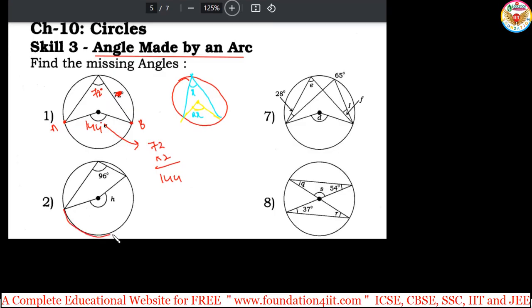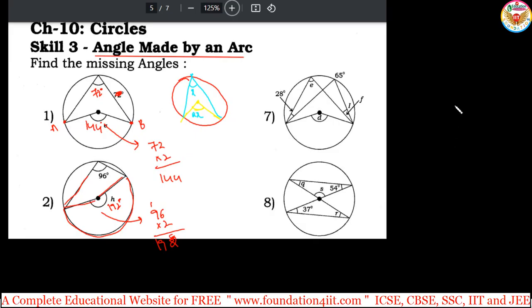So this is the arc completely. The angle made at the center is twice the remaining. No, this is 96. So this angle must be 96 times 2. 2 6 are 12, again 18 plus 1, so 192 degrees. Okay, this is one property.